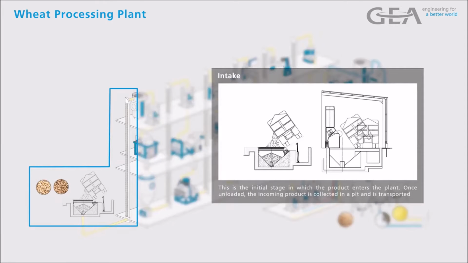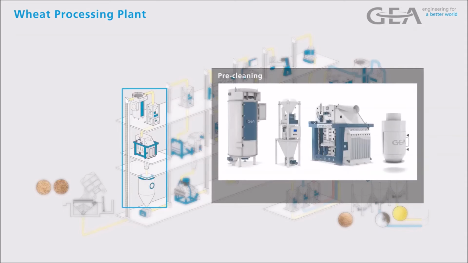Intake. This is the initial stage in which the product enters the plant. Once unloaded, the incoming product is collected in a pit and is transported via a conveyor to the pre-cleaning section. Pre-cleaning. This is the processing step in which all large foreign bodies are removed to preserve and protect the machines that subsequently transport the product or intensively process it.